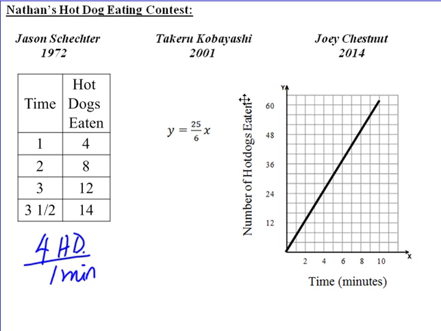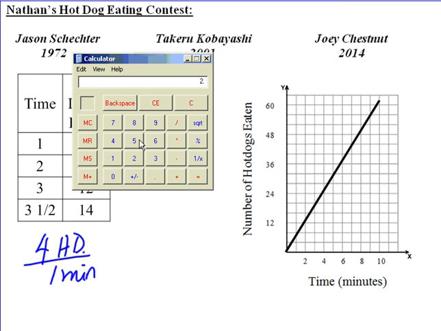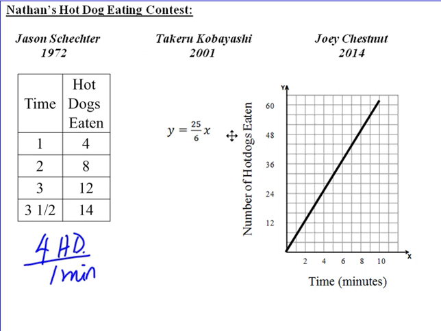Now with Takeru's, the problem is that it's 25 over 6. So we're going to use a calculator to reduce this a little bit and do 25 divided by 6. And we're going to get a really big number. But he's eating basically 4.167 hot dogs per minute. So 4.167 hot dogs per minute. And he's eating a little bit faster than Jason was in 1972.